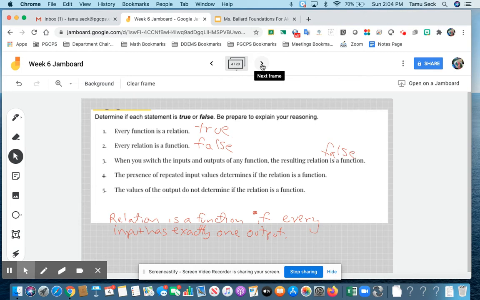The presence of repeated input values determines if a relation is a function. This is true because remember yesterday we had said if an input has two outputs, then it's not a function. And the values of the outputs do not determine if the relation is a function. That's also true.